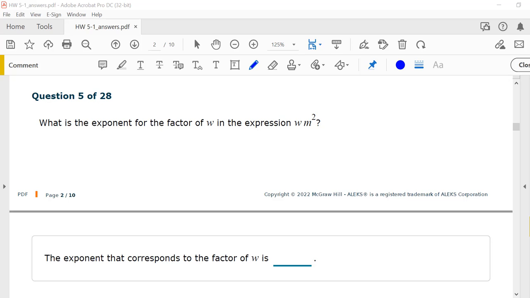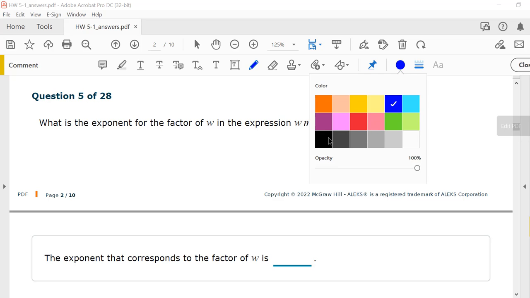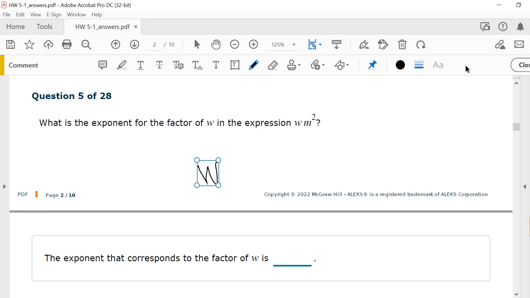Number 5. What is the exponent for the factor of w in the expression? W m squared. So when there's not an exponent up there, it's actually understood to be a 1. So the exponent on the w is understood to be a 1.